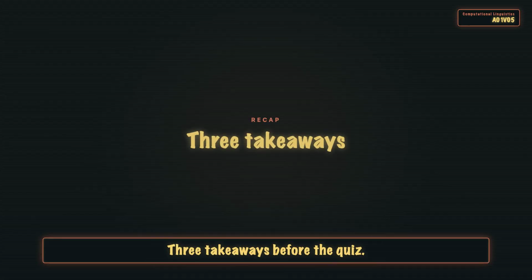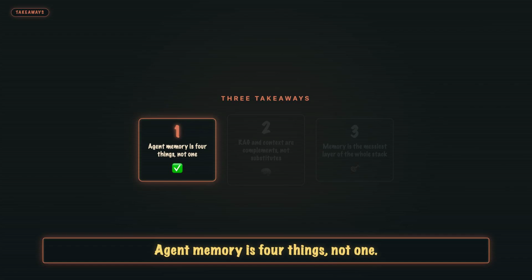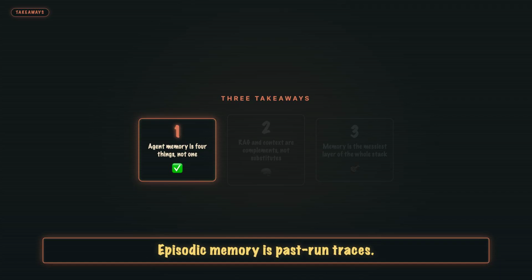3 takeaways before the quiz. 1. Agent memory is 4 things, not 1. Context is the working memory. RAG is retrieval of relevant chunks from a big corpus. Episodic memory is past run traces. Semantic memory is long-lived facts. Different mechanisms, different failure modes, all called memory in the marketing.